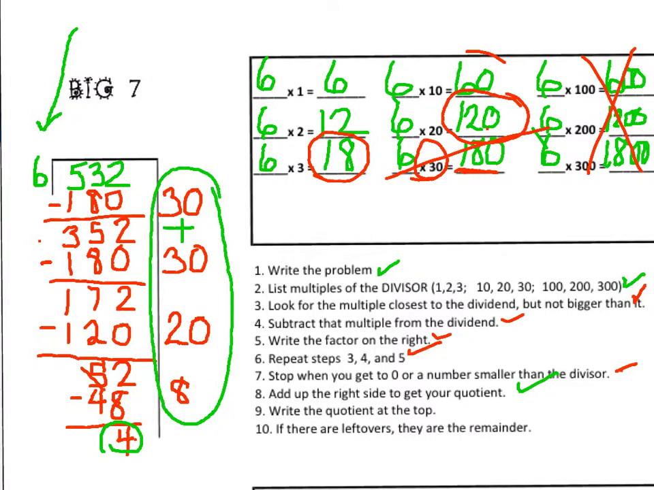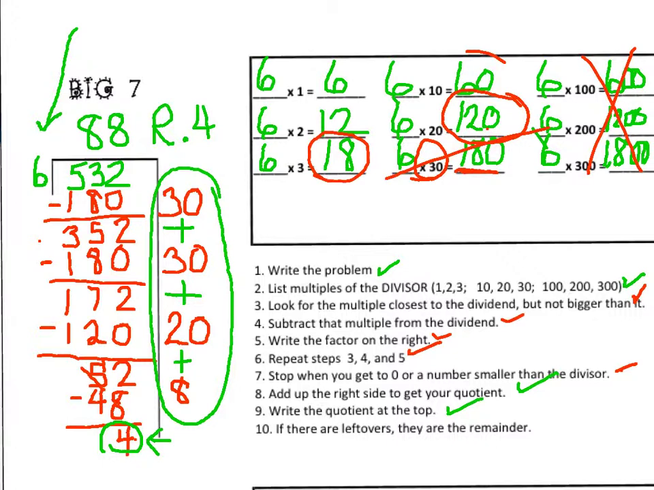So I'm going to add this 30 plus 20. That would be 50. 50 plus 8 more. That would be 58. I need to write that up here because that's where we write the answers to our division problems. The quotient is 88. Check. If there are leftovers, they are the remainder. Do I have leftovers? Yes. How many? 4. That means after I gave each group 88 buttons, I still had 4 buttons left over. So we write that as remainder 4 or leftover 4.